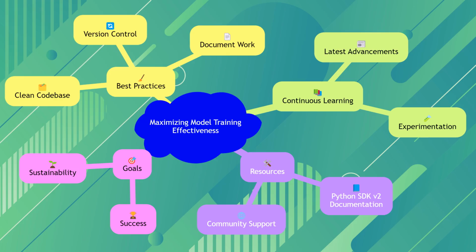To maximize the effectiveness of your model training efforts, it's essential to follow best practices. These include maintaining a clean and organized codebase, documenting your work, and using version control for your code and data. Additionally, it's important to stay updated with the latest advancements in machine learning and continuously experiment with new techniques. Python SDK v2's extensive documentation and community support can be valuable resources in your journey. By adhering to best practices, you can ensure the success and sustainability of your machine learning projects.